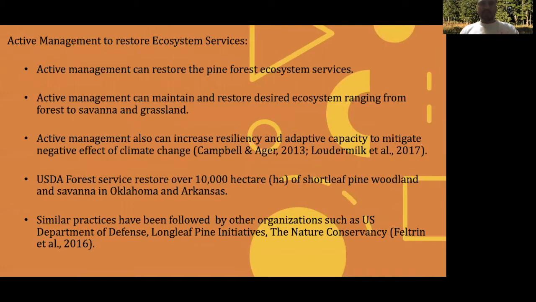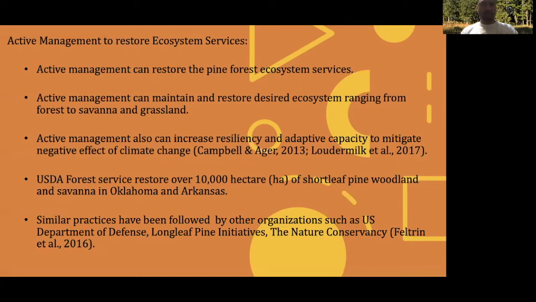Active management of ecosystem can mitigate the negative impact of climate change and can restore the pine forest, savanna, and mixed ecosystem in the region. Further, active management can increase resiliency and adaptive capacity to mitigate negative impact of the climate change.